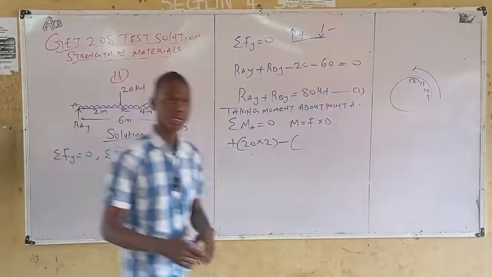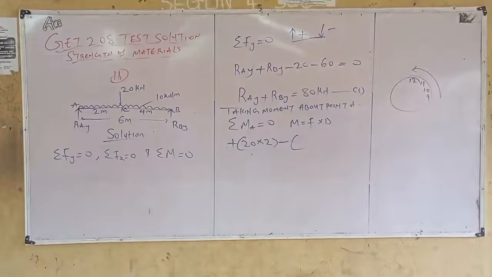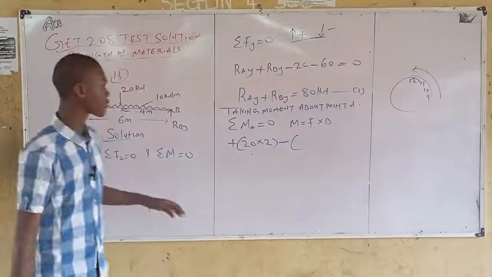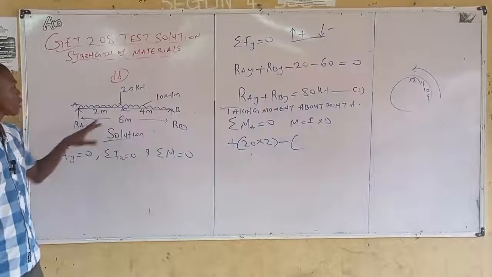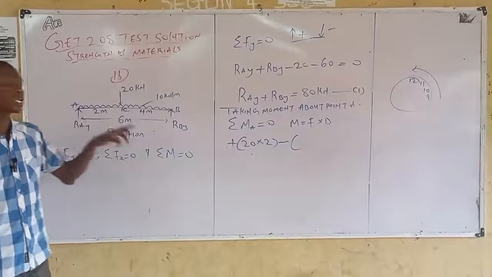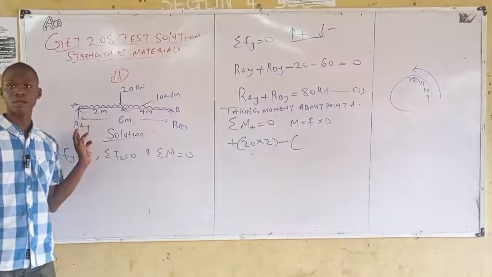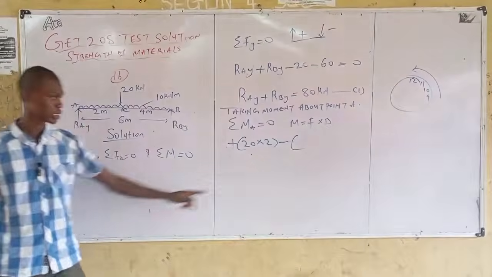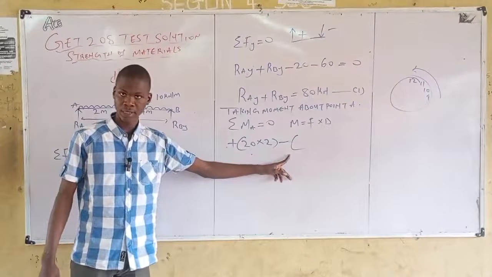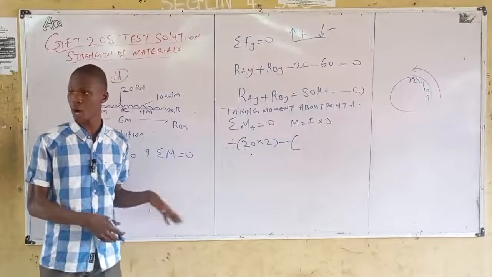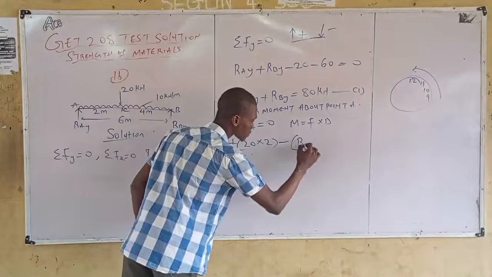This is it. Okay, I said that from here, we've taken the moment of this 20 kilonewton. The next one is RBY. RBY is traveling towards A. In what direction? Anti-clockwise. This is the negative. Right? The force itself is what? RBY. So you are saying RBY.